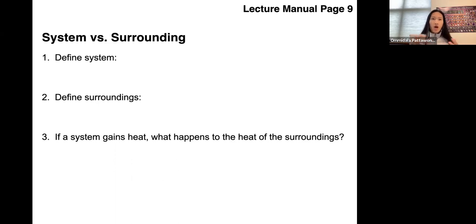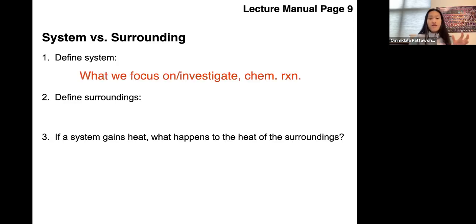When we are talking about everything involved with thermochemistry, you are going to see that there are two different things. One is the system that we focus on, and the other one is everything else, which is considered to be the surrounding. So in this case, the system would be whatever we are going to focus on, which is the chemical reaction, and the surrounding, as I mentioned, is going to be everything else.